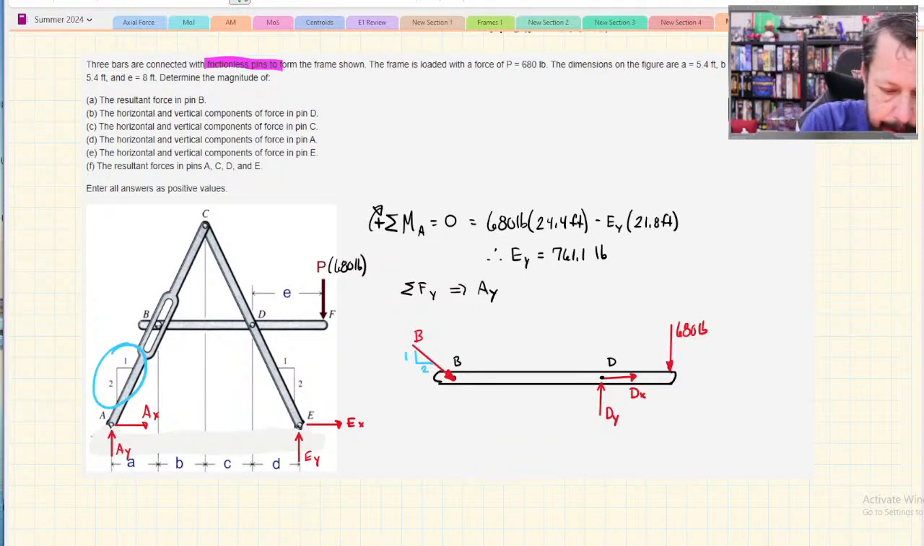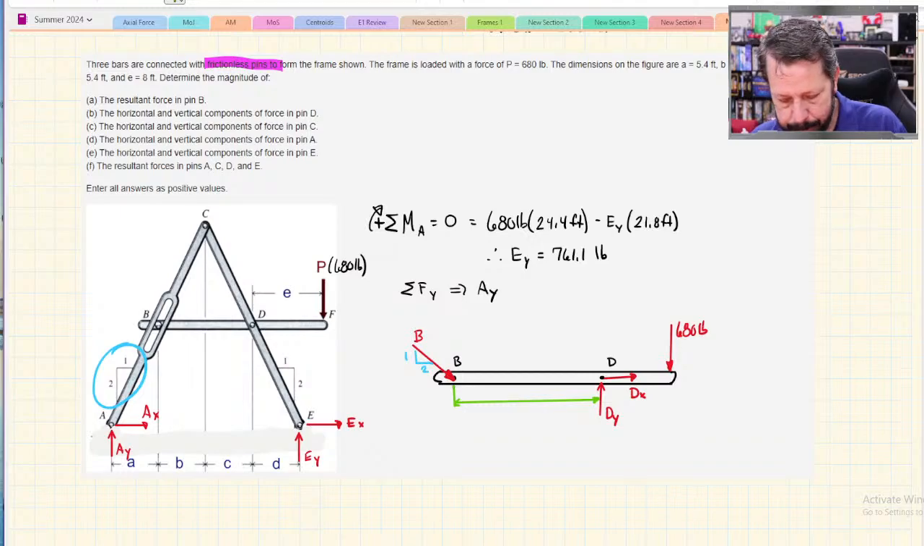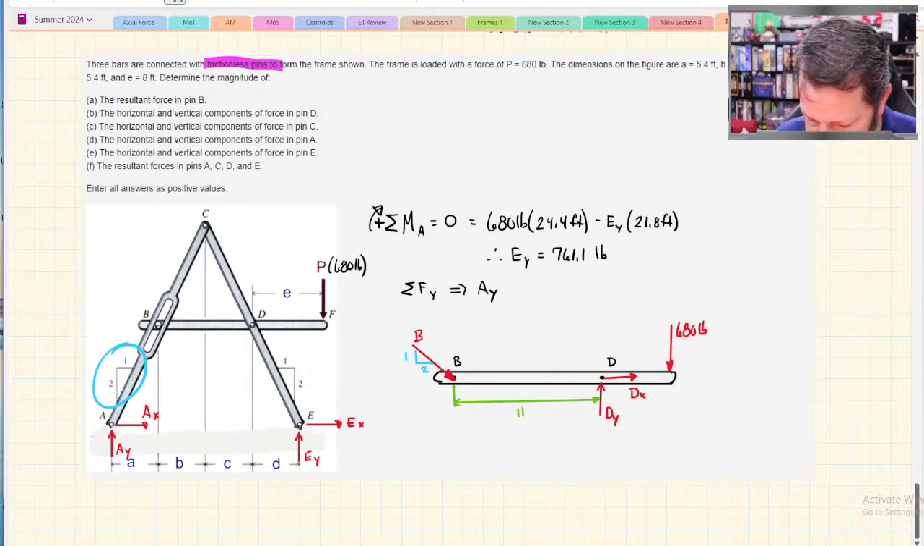So now I've got a pretty easy setup. What is that distance? From B to D is B plus C. Got too many of the same things. 11 feet, I guess. And then from D to the end over here is given as E, which is 8 feet. And I've got a really simple setup to work with.